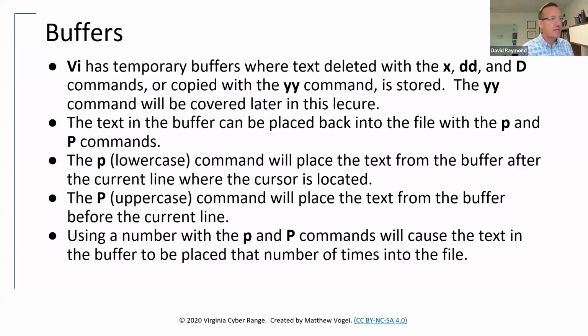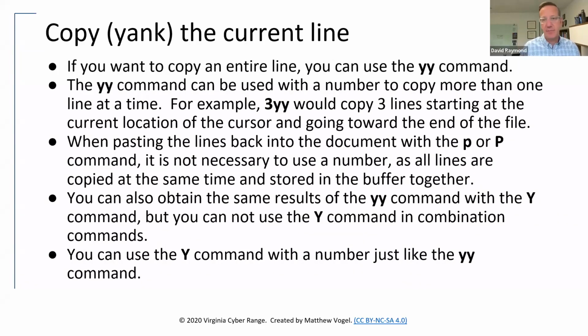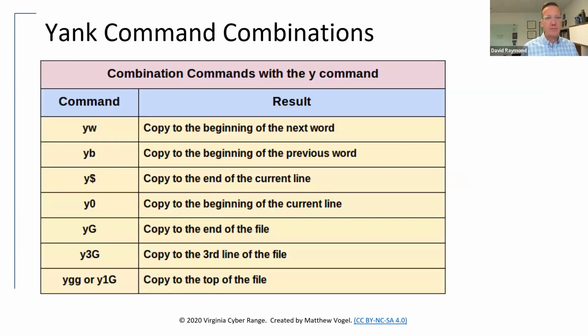Okay, and you could probably guess what's coming next. This describes what I just did, the yank, the y. You can use yank along with these combination commands. So really the first y is yank the thing, and then the second y is yank the entire line. But if I hit yw, it's going to copy the next word. If I hit yb, it's going to copy to the beginning of the previous word. If I hit y$, it's going to copy the end of the current line, etc. Right? So these are the copy commands, and you can do all kinds of interesting things with that.